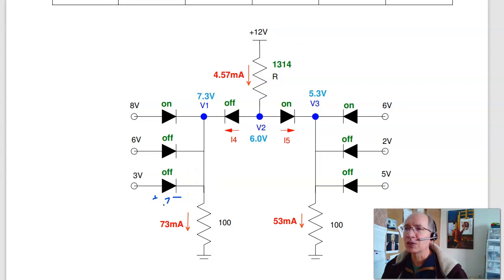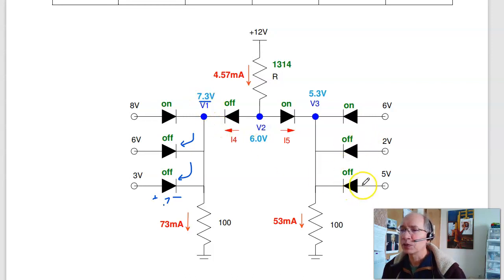So let's try the top diode. If the 8 volt diode is on, I get 8 minus 0.7, 7.3 volts, and that works. That tries to turn off this diode, that tries to force current backwards, and the third diode turns off. So this is 7.3 volts.